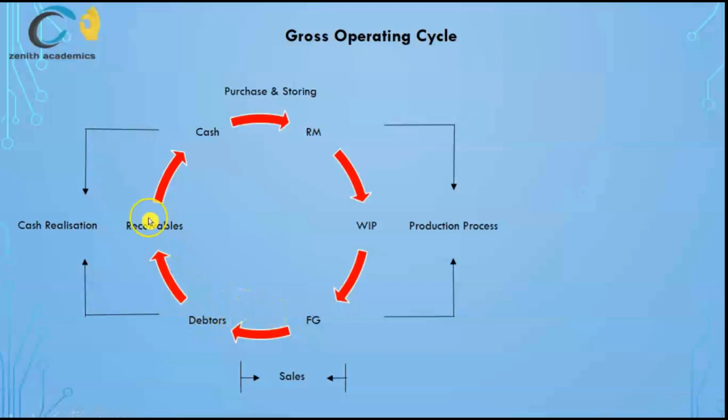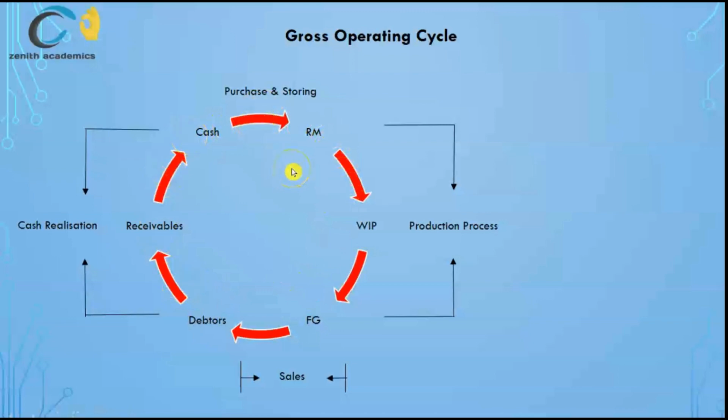We now enter the realization area. When the buyers purchase the goods in lieu of bills of exchange, they become receivables. The debtors and the receivables eventually pay the sale proceeds in cash after a specified time. So the journey which started with cash finally ends up in cash after the realization, right?